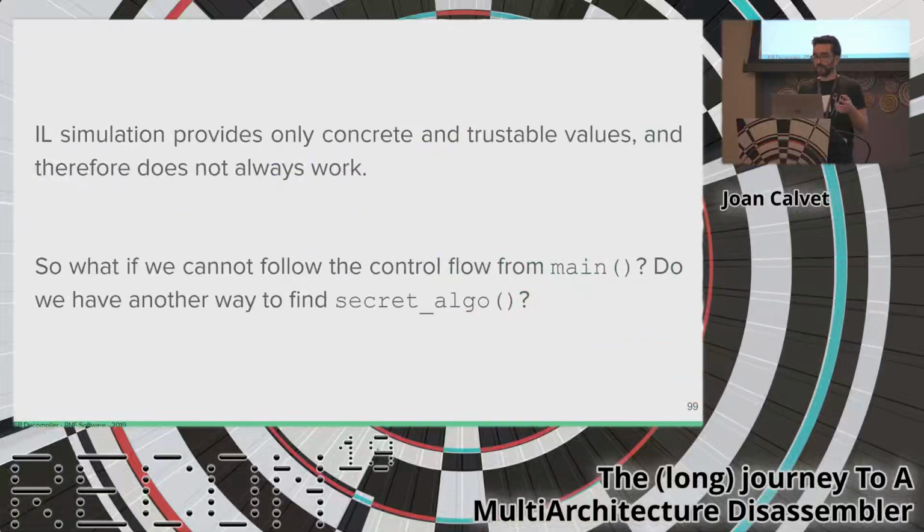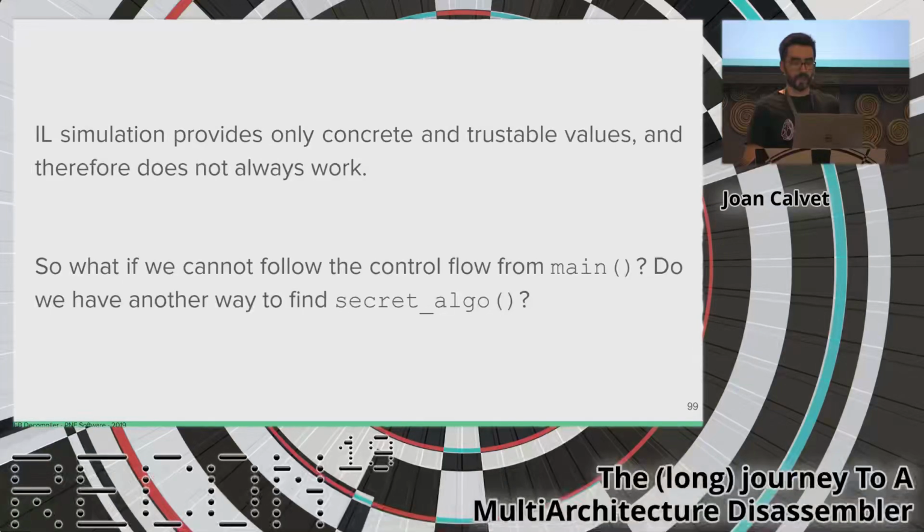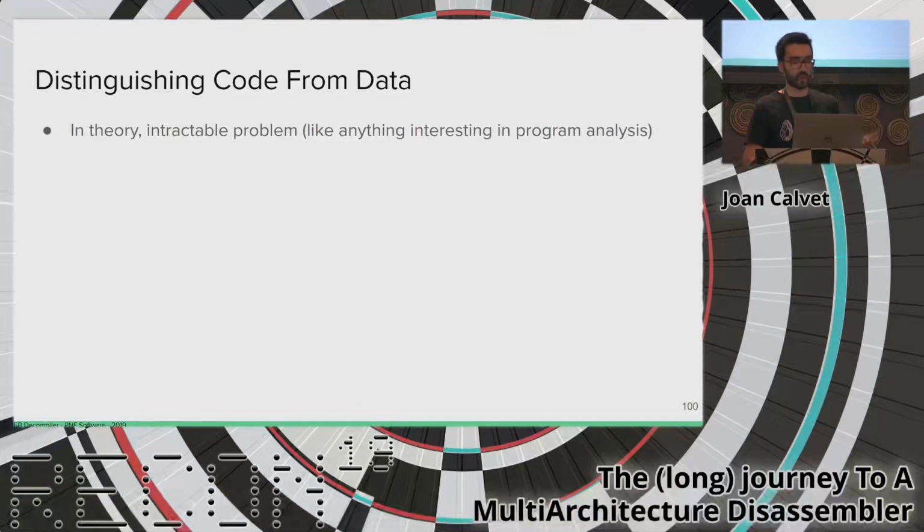So we explained that the IL simulation is not a silver bullet. It remains a concrete emulation that works only when all inputs are known. So what if we cannot follow the control flow from the main routine in our toy example? Do we have another way to find the secret algo routine, which is somewhere in memory, without any reference to it? And that brings us to another old program analysis question. Is there a way to distinguish code from data just by looking at it?